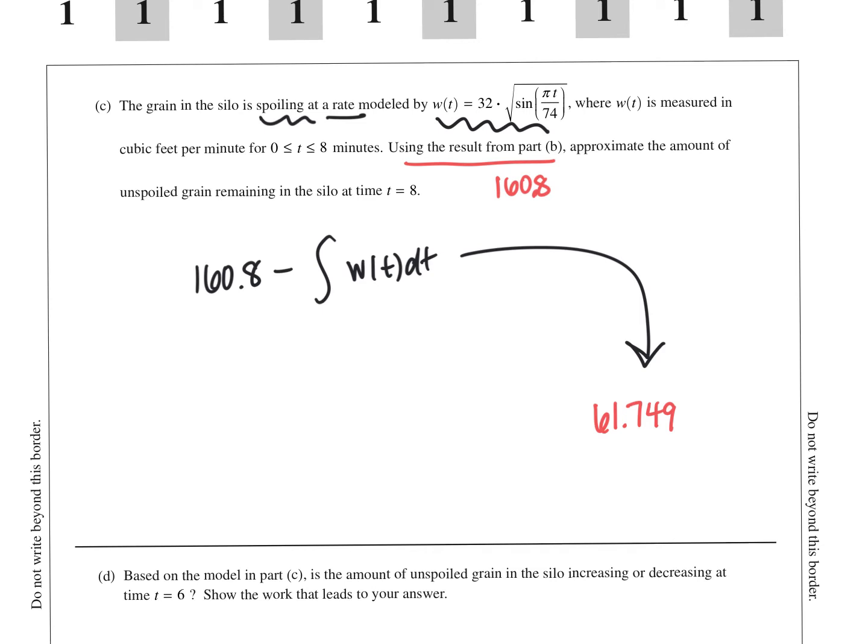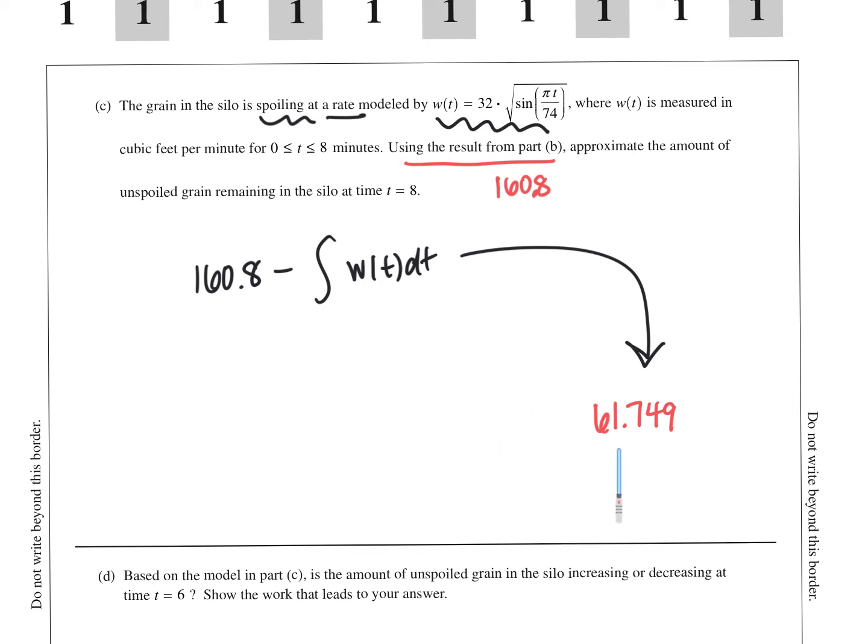Can you just leave your answer as a number, or do you have to do a sentence? Oh, a sentence. Good call. Nope. Since they just said approximate the amount, just a number is fine. It's only when they say justify your answer, give context, things like that, that we need a sentence.